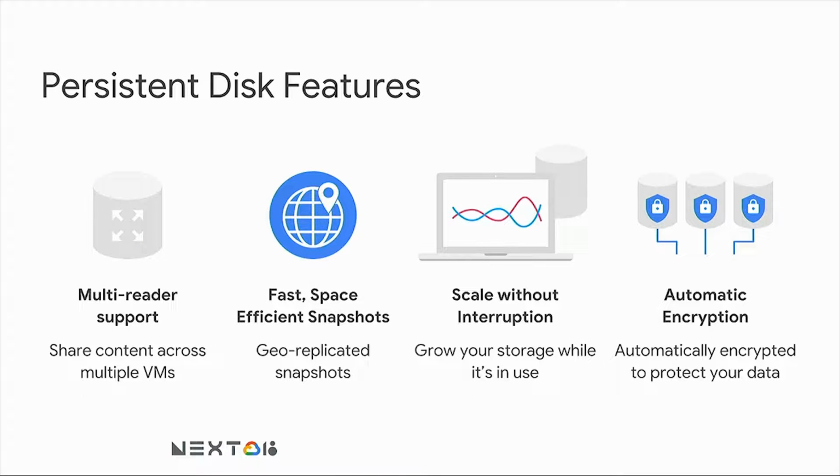Persistent Disk supports multi-reader and read-only mode, which we'll talk about a bit in a moment. Snapshots, which again we'll cover in a moment, and scale, again going from 1 gig to 64T with the ability to grow while that disk is in use. And as you've probably heard throughout this week, security is a very key component of Google Cloud Platform, and so all of our data is encrypted at rest automatically, either via Google encryption keys or your own.